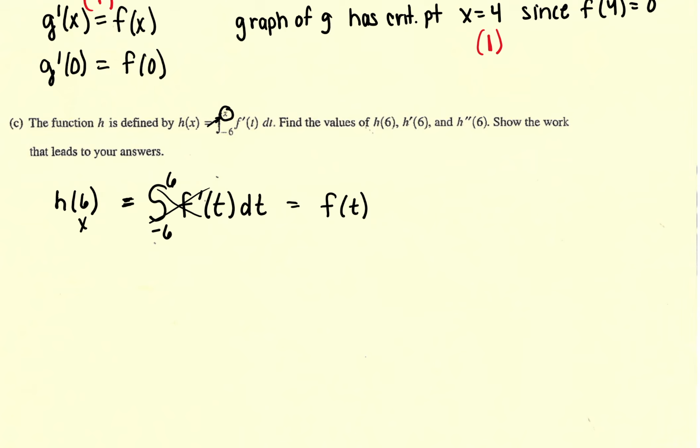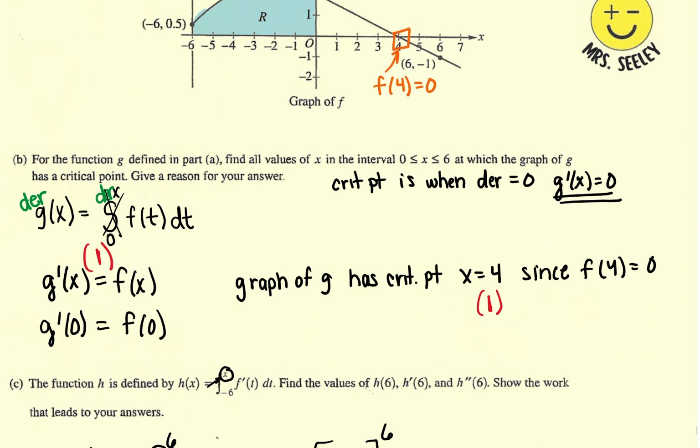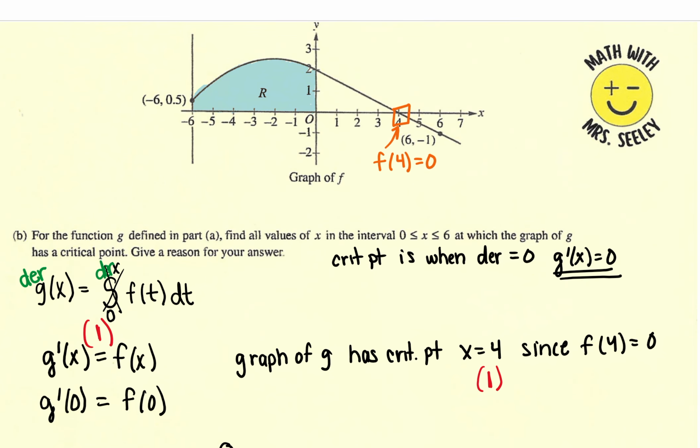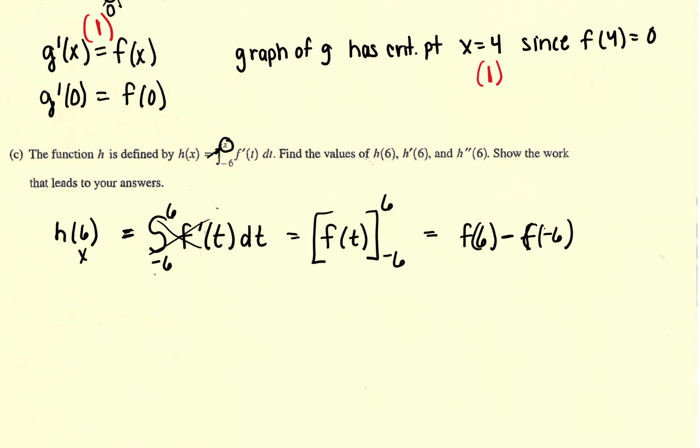But remember when you do an integral and you have limits of integration, you actually evaluate it. Use the fundamental theorem of calculus. So that means I'm going to put the 6 in first and minus put in f of -6. Let's go back up to the graph and see what f of 6 is. In other words, what's the value at 6? At 6, I can see the value is -1. So that's -1 right there.